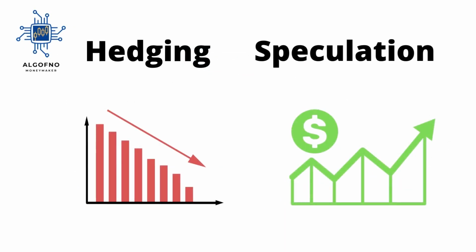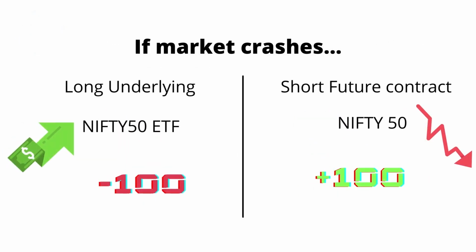For hedging and for speculation. The main reason futures came into existence was actually for hedging purposes. So, for example, let us assume that you're heavily invested into Nifty 50 index because you're certain that in a longer period of time the stock prices are going to increase. But you're unsure if that is the case in the near future.